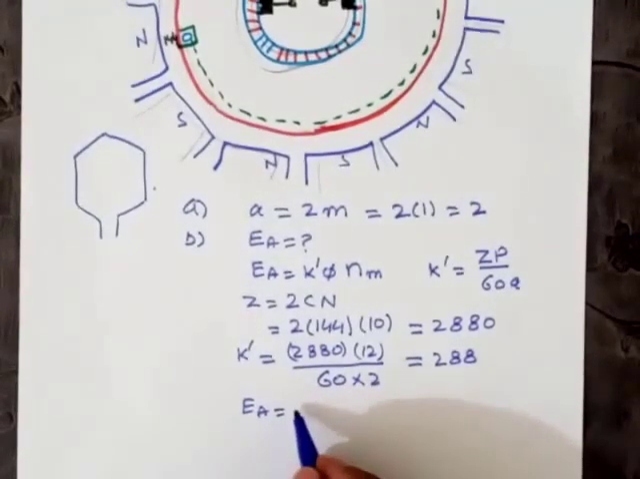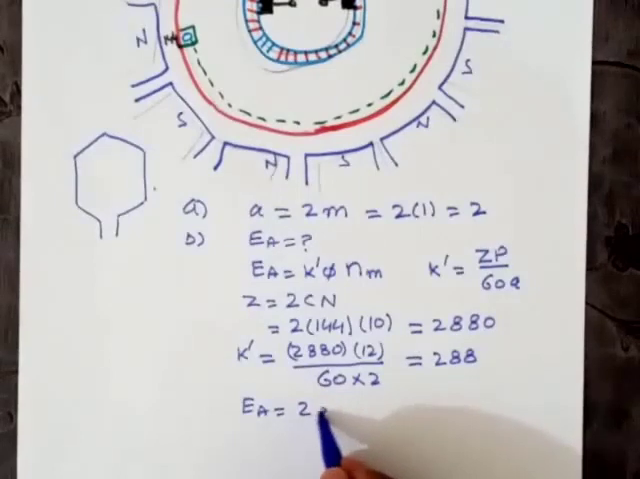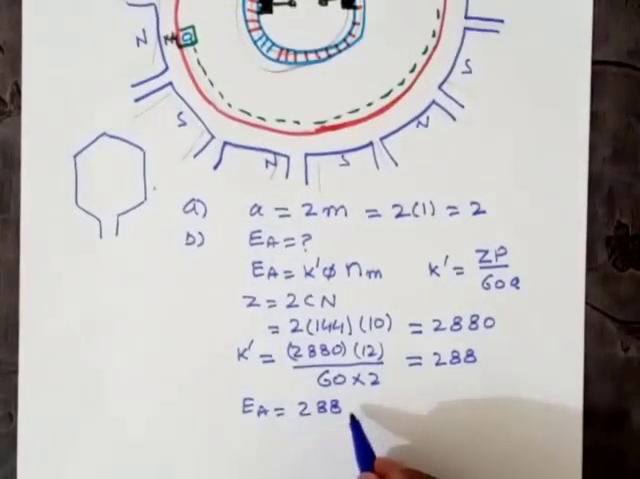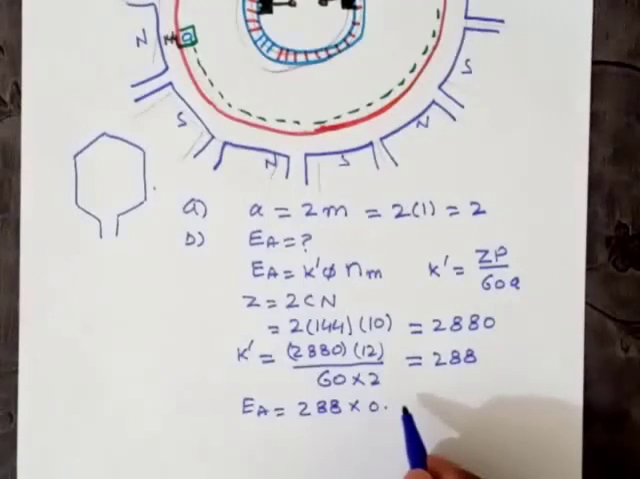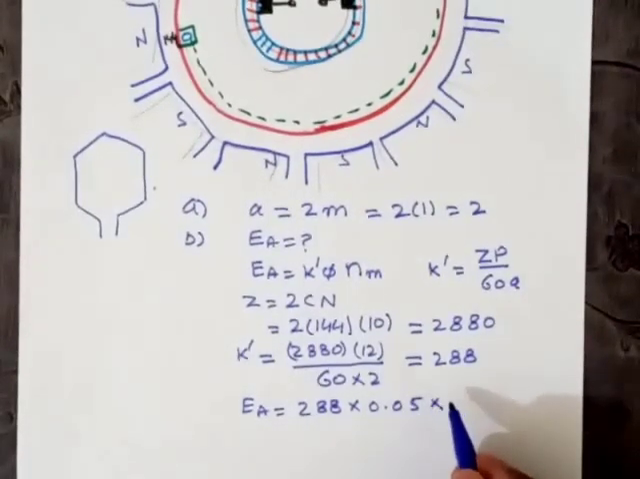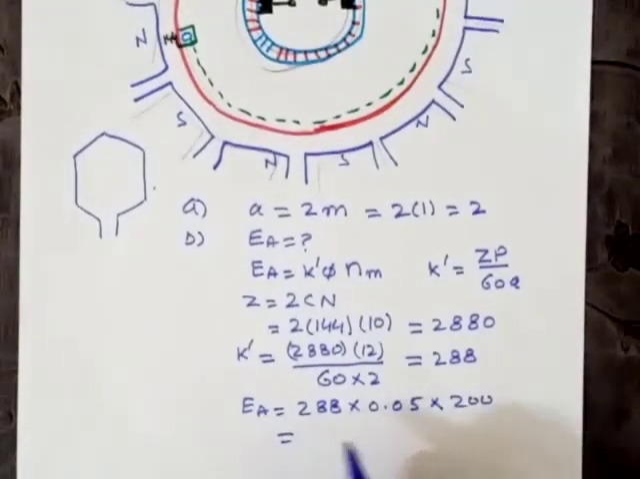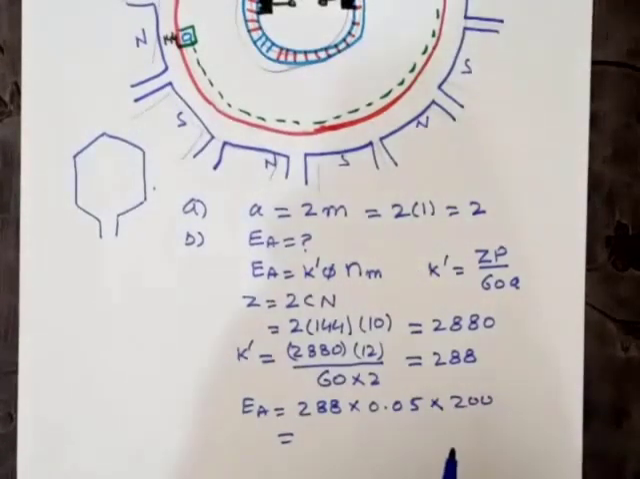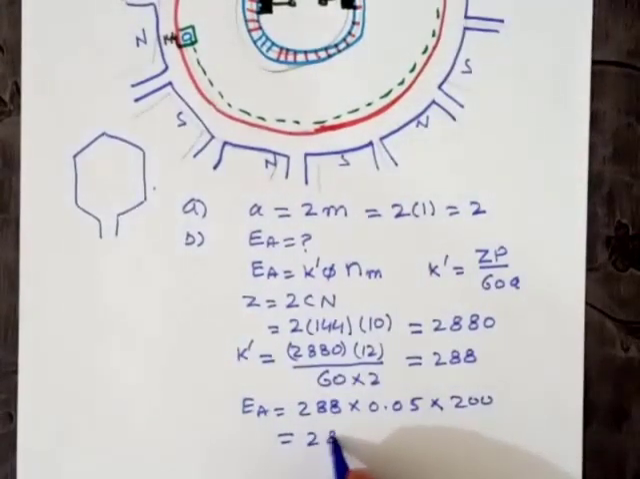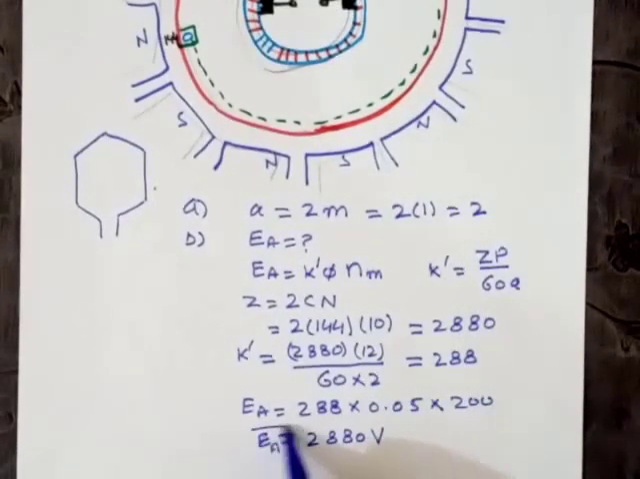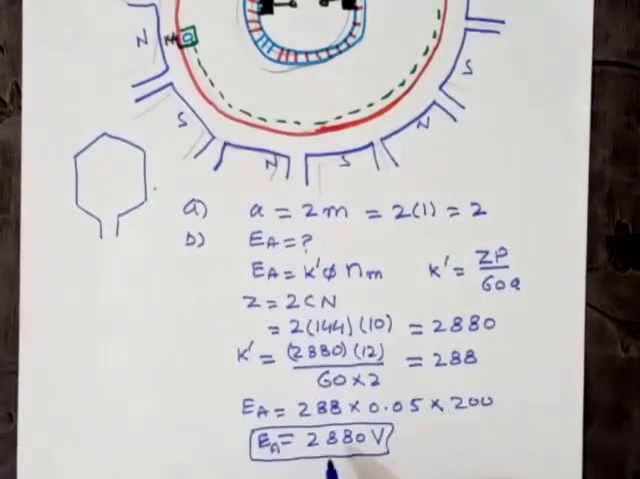Therefore, putting the values of K dash, phi and N in this equation, we get EA equal to: the value of K dash here is 288, the flux given in this particular problem is 0.05, and the speed is 200 revolutions per minute. Multiplying 288, 0.05 and 200, we get 2880 volts. That is, the value of internal generated voltage in this particular problem is 2880 volts.